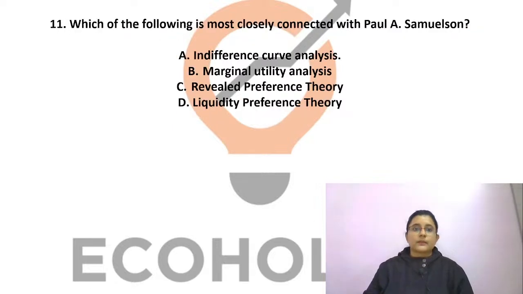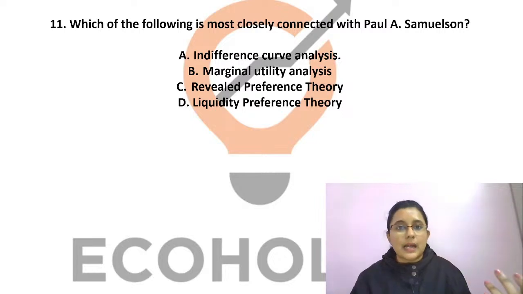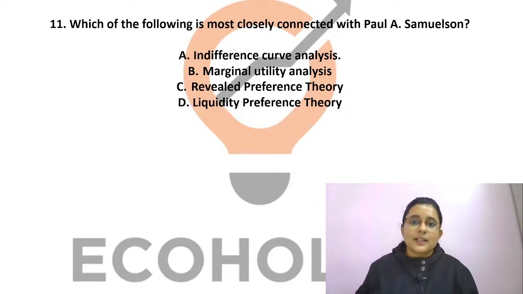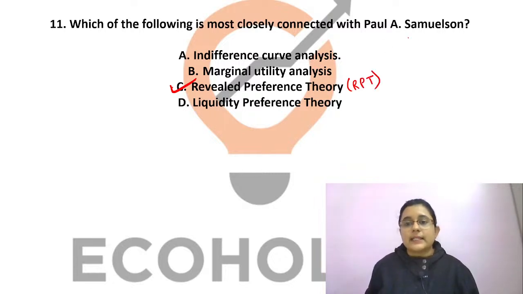Okay, which of the following is most closely connected with Paul A. Samuelson? Okay, that's a very, very interesting one which we have already studied during our chronology class of Microeconomics School of Thoughts. There we had already discussed the concept of IC, the concept of demand, the chronology, who gave the concept, and many related topics. So the right answer for this question would be actually revealed preference theory, RPT. Revealed preference theory is a concept which is most closely connected with Paul A. Samuelson.